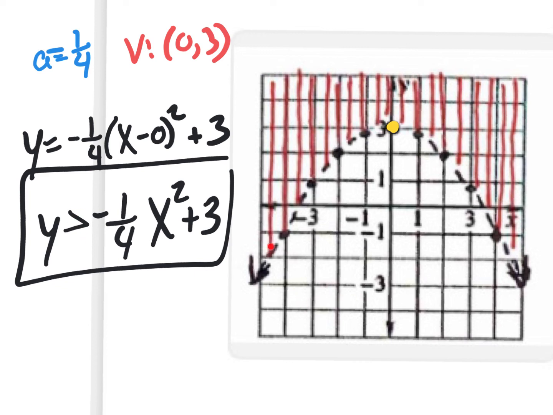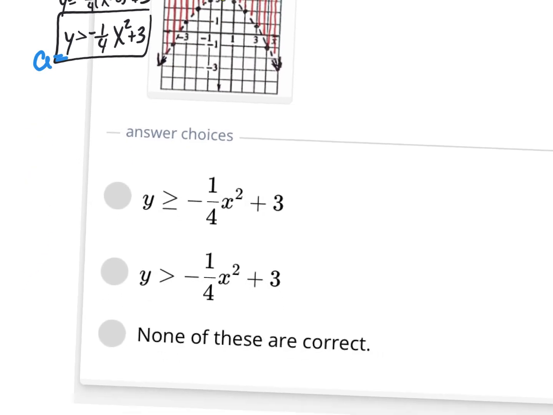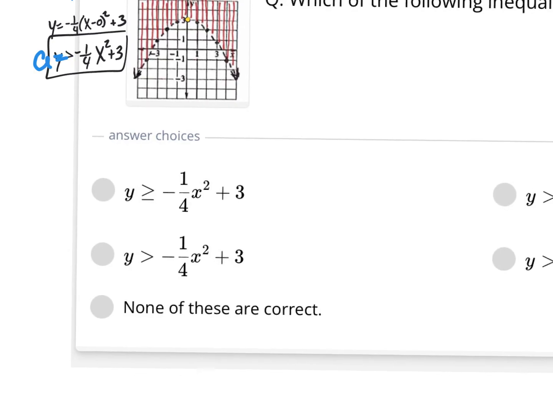Not only that, this is not a solid parabola. This is a dotted parabola, so it does not have a solid line underneath the inequality. That is your answer. Y is greater than negative 1/4 x squared plus 3, which is right here.